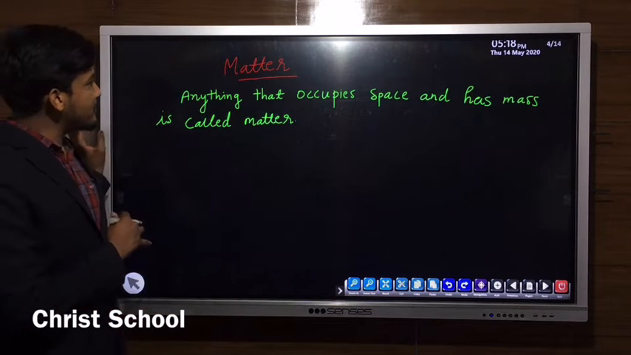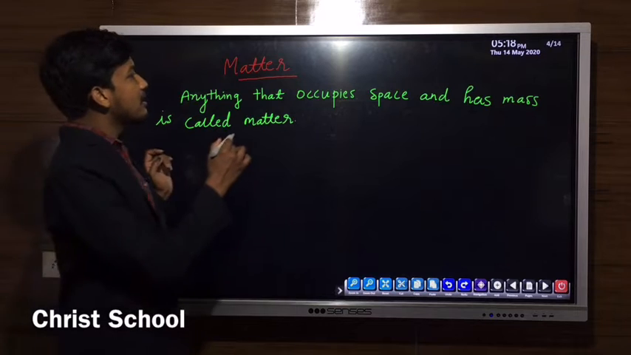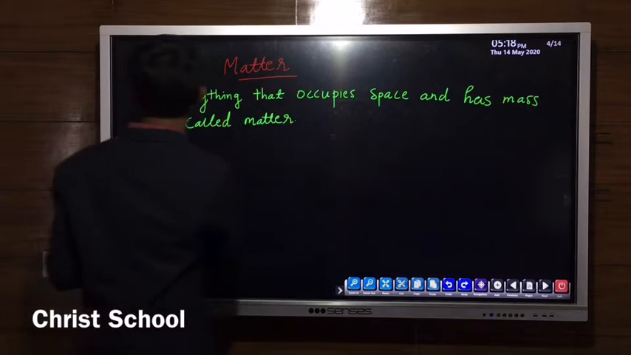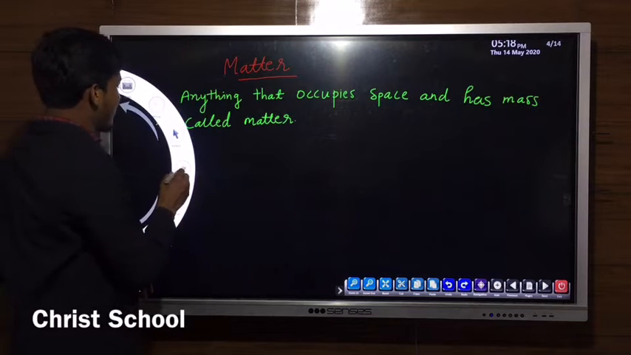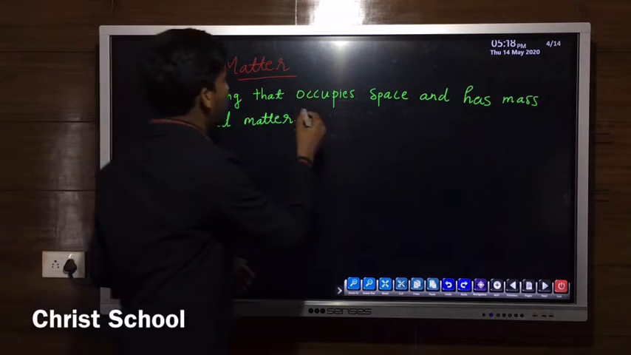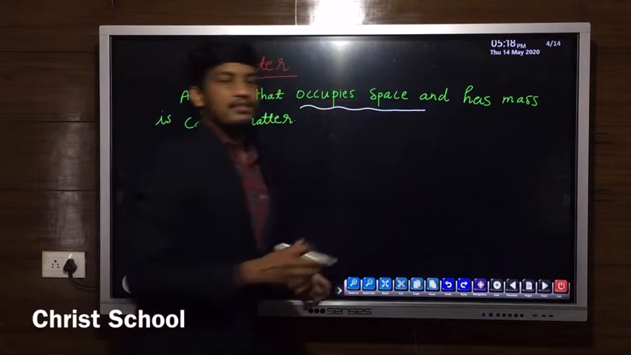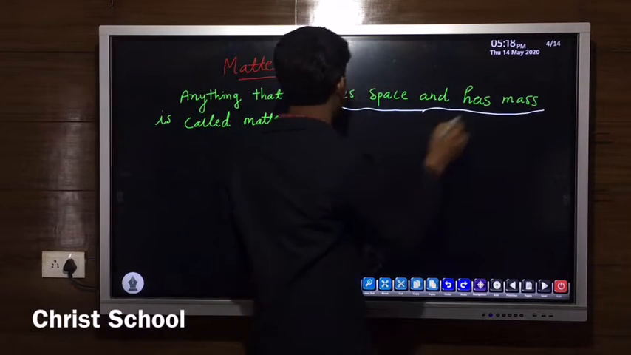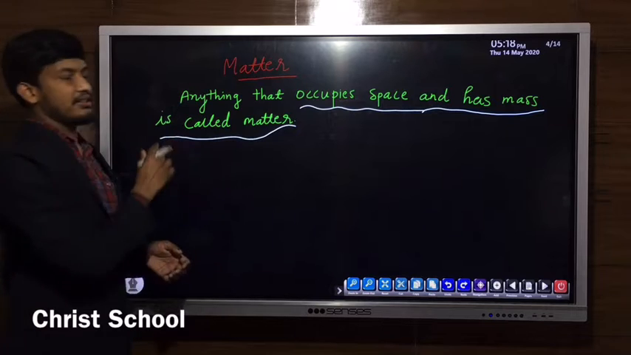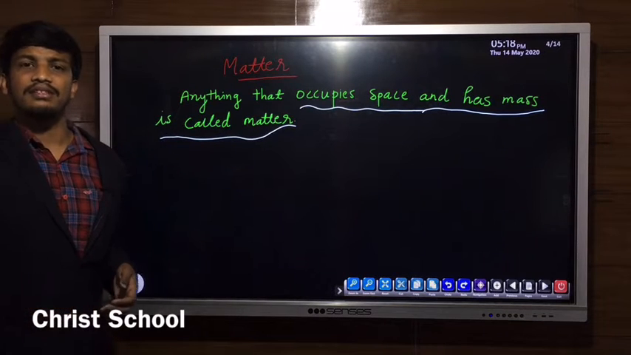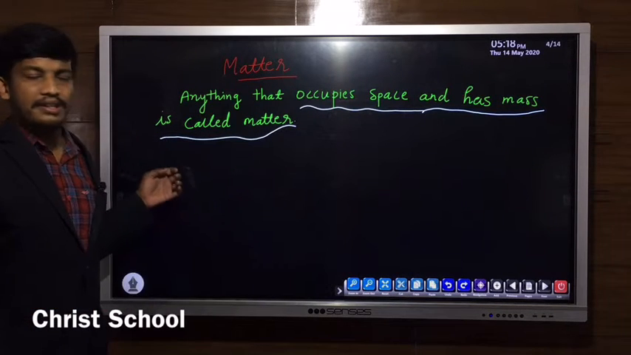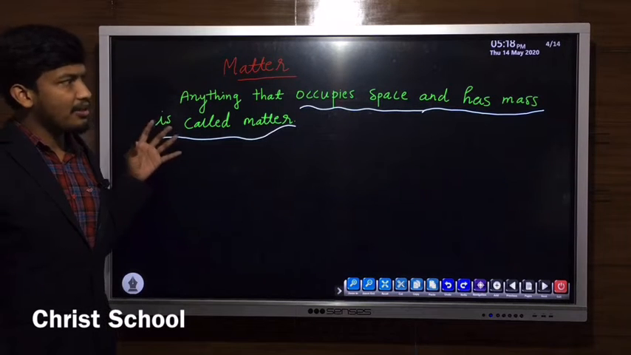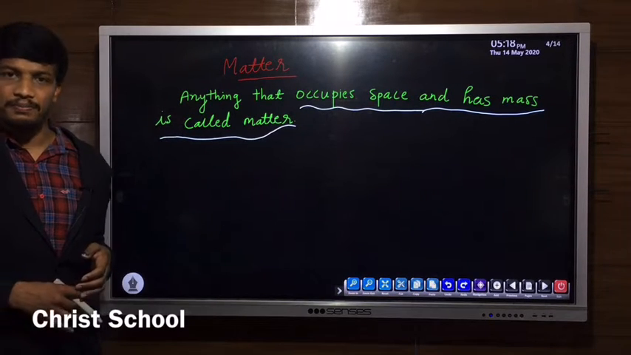Because in all these cases we can say that all these things have mass and also they occupy space. So the two conditions required for matter: the things which occupy space and the things which have mass. They are named as matter. So all the things, the variety of things available in our surroundings, they are termed as matter because all these have mass and they occupy space.